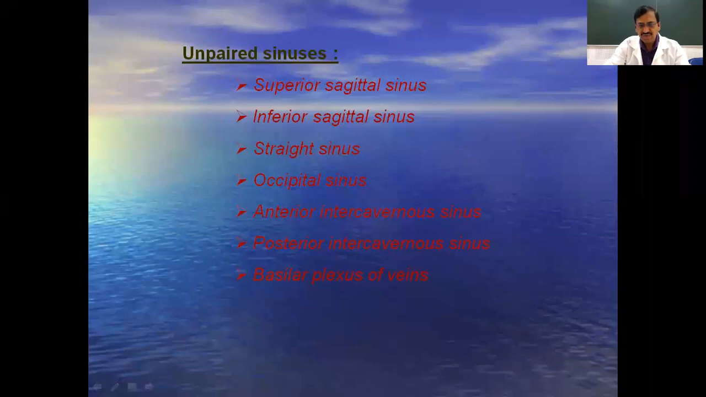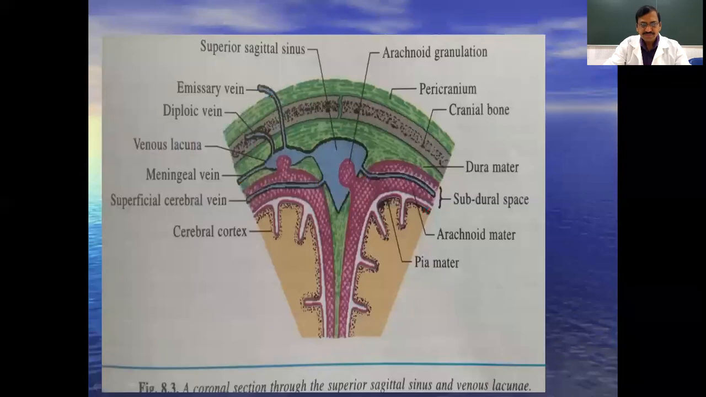Here you can see, out of these sinuses, the superior sagittal sinus and cavernous sinus are the 2 most important sinuses. And the sigmoid sinus is also clinically important. We will see in detail about the superior sagittal sinus and cavernous sinus.